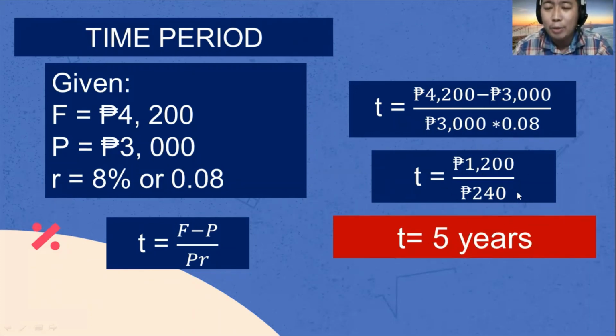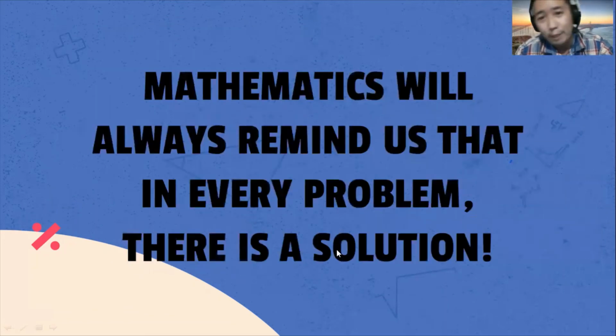Then 1,200 divided by 240 is 5 years. That means it will take 5 years for 3,000 to reach its maturity value of 4,200 with an interest rate of 8% or 0.08. Okay, we're finished.